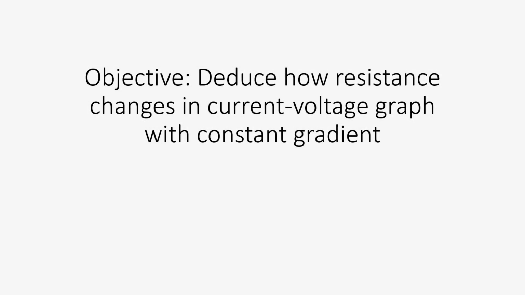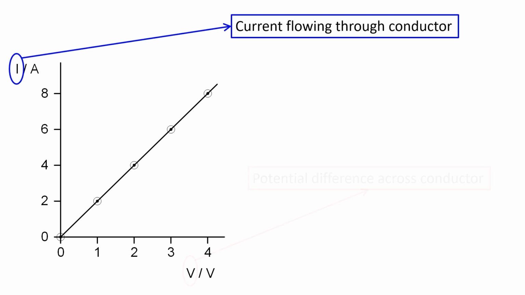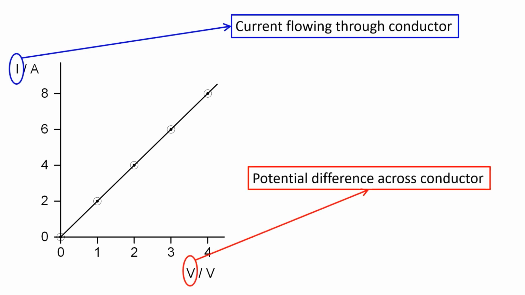Objective. Deduce how resistance changes in a current voltage graph with a constant gradient. First, let's read the graph. This graph shows how the current flowing through the conductor changes with the potential difference across it.